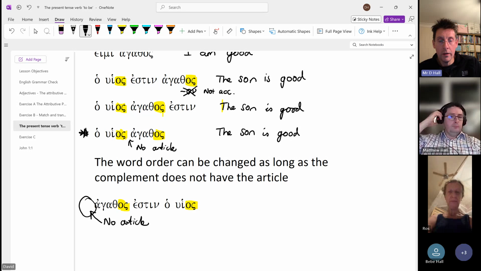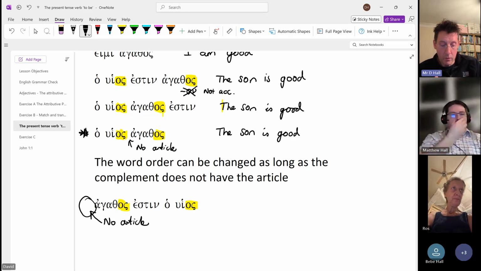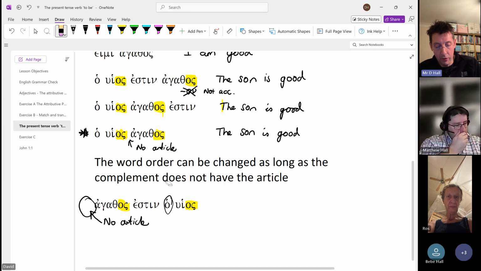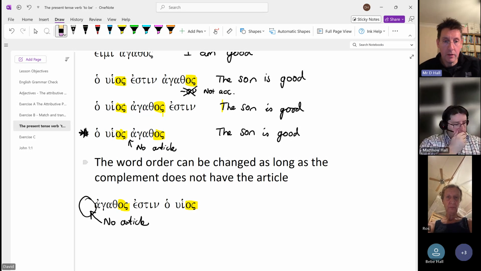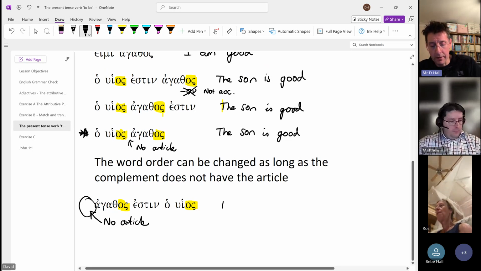So if we didn't deal with the article properly, then we could say good is the word. All right, that doesn't actually make any sense. Sorry, not good is the word, good is the sun. All right, which doesn't make any sense. It's not good English anyway. So this still reads the sun is good.